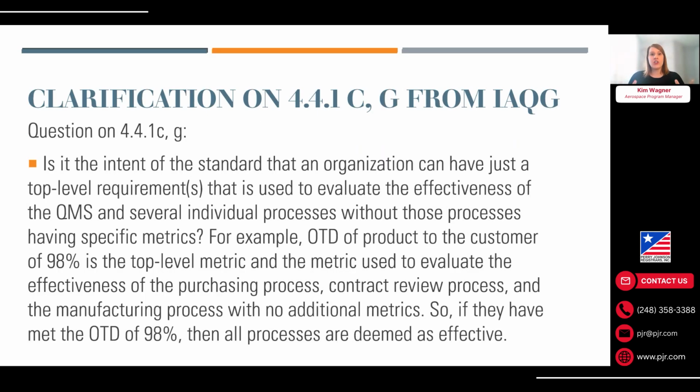Okay, so the question that was posed asks, is it the intent of the standard that an organization can just have a top level requirement that is used to evaluate the effectiveness of the QMS and several individual processes without those processes having specific metrics? So for example, on-time delivery of product to the customer of 98% is the top level metric, and the metric used to evaluate the effectiveness of the purchasing process, the contract review process, and the manufacturing process with no additional metrics. So if they've met on-time delivery of 90%, then all processes are deemed effective.